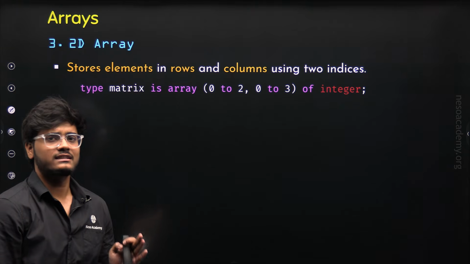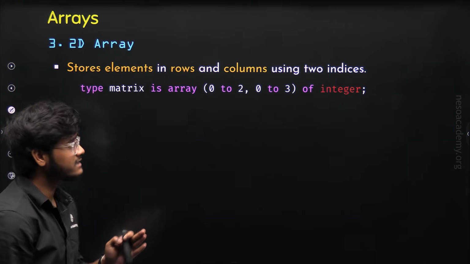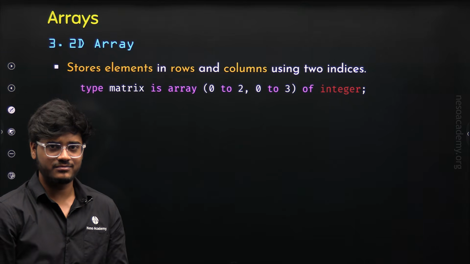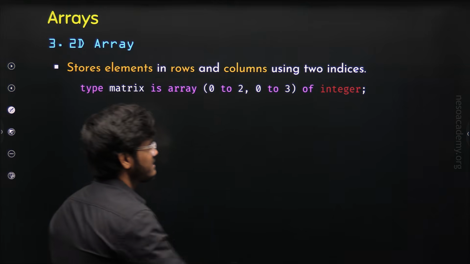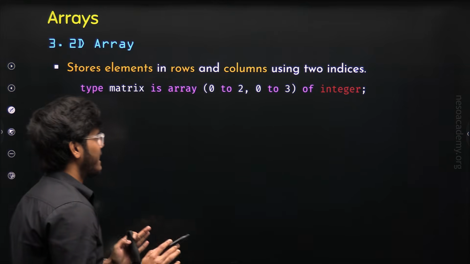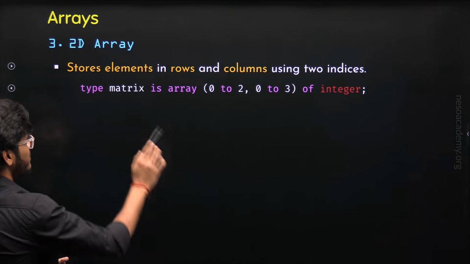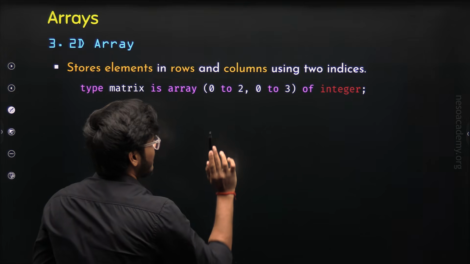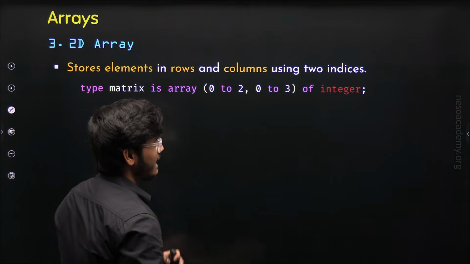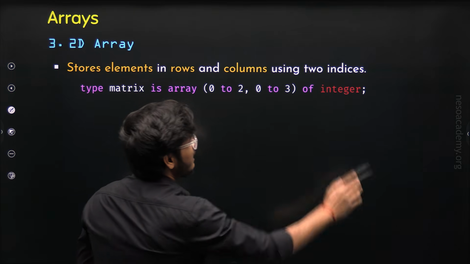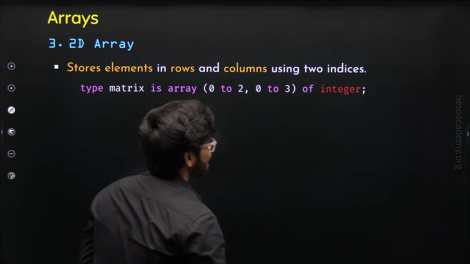And I want each element inside this data type matrix to be of integer type. For that, I will write of integer. So overall, I have created a data type called matrix which contains 3 rows and 4 columns, and each element inside this data type is of an integer data type.